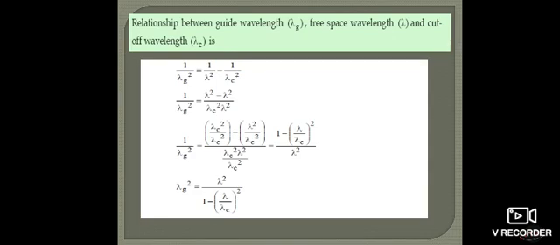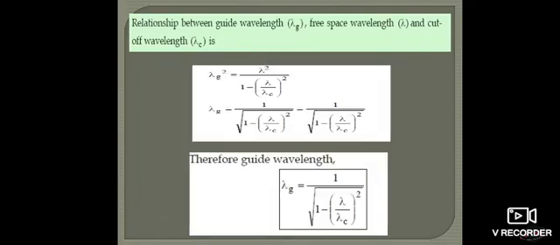Okay, so when we are taking lambda g square as a single term, the numerator is going to become the denominator and the denominator is going to become the numerator. So like that we get lambda square by 1 minus lambda by lambda c whole square for the equation of lambda g square.